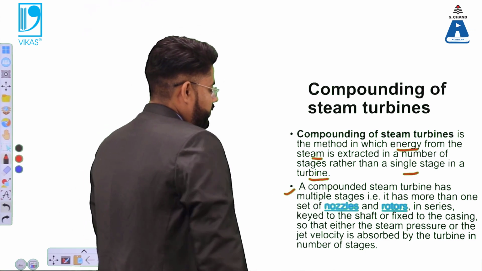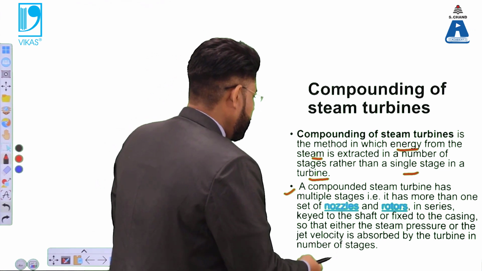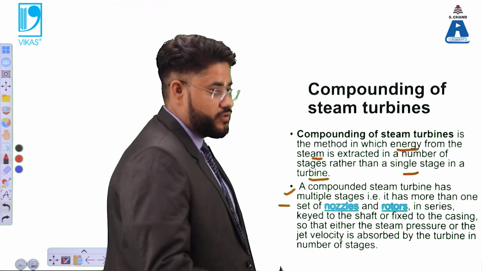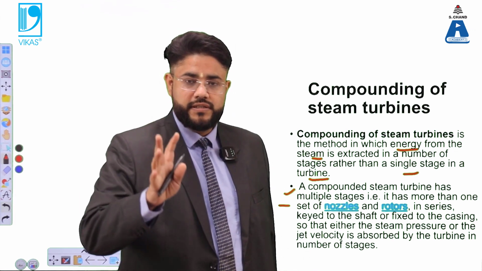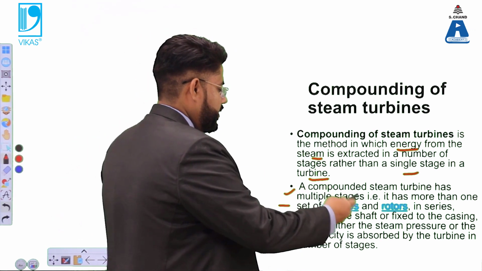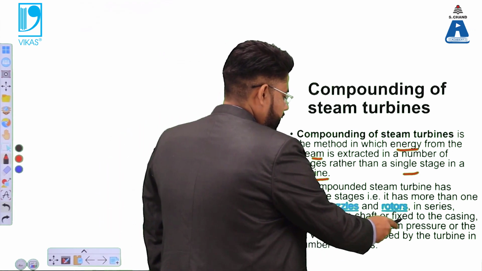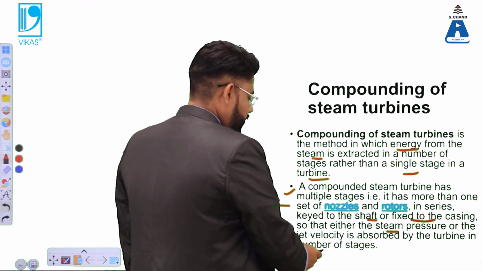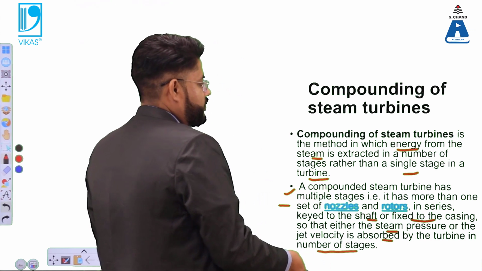The compounded steam turbine has multiple stages, as it has more than one set of nozzles and rotors in series. So you have a set in which there is a nozzle and then there is a steam turbine blade. You can extract energy from there by placing them in series, and they are keyed to the shaft or fixed to the casing, so that either the steam pressure or the jet velocity is absorbed by the turbine in a number of stages.